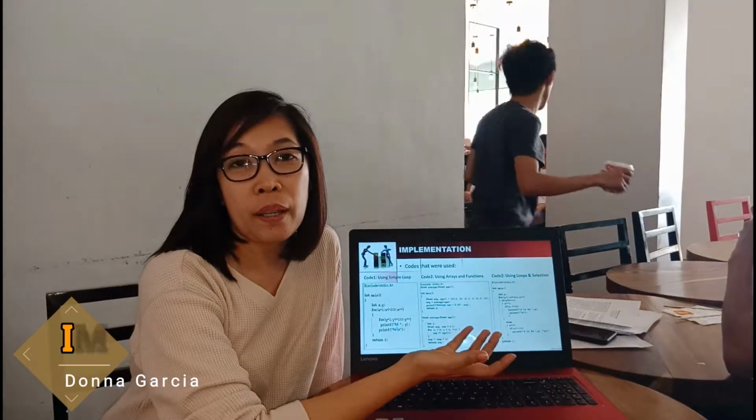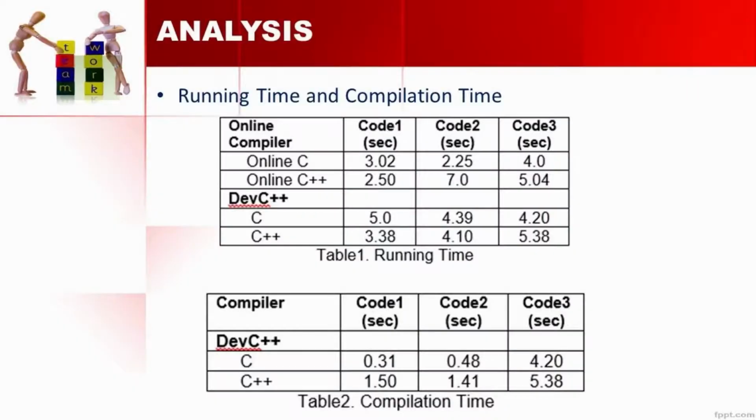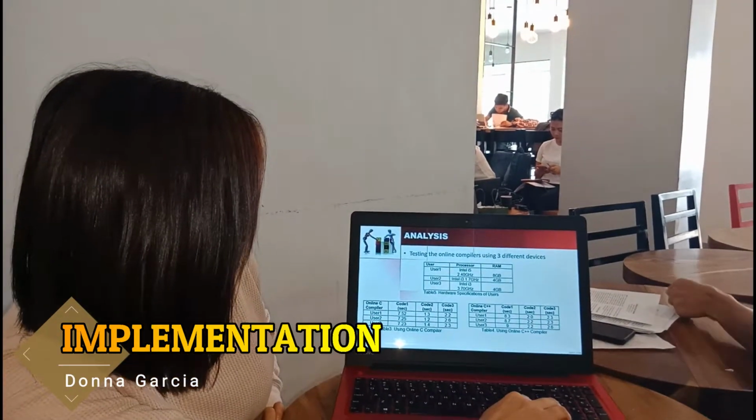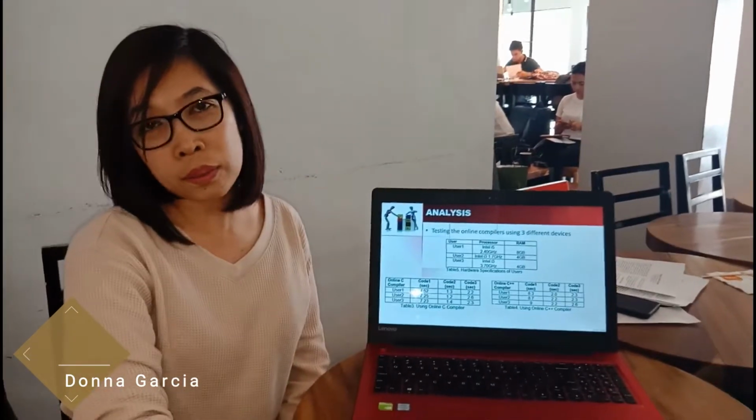As a result, we have here the table for the running time and the compilation time using the 3 codes that I have shown before. Using the online compilers, C and C++, we have for code 1, code 2, and code 3 the running time in terms of seconds. And then for the offline compilers, as you can see in the table, online compilers actually have faster running time compared to offline compilers. However, the next table is the compilation time using the offline compilers only because we do not have the compile-only feature in our online compilers.